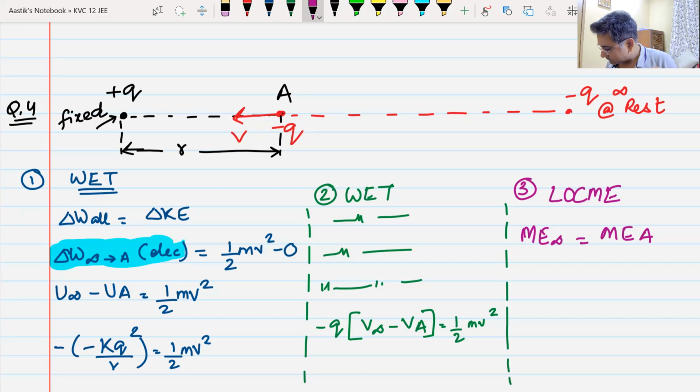What is the total mechanical energy of the system when the system is at infinity? It is zero, because potential energy is zero and kinetic energy is zero. Yes or no? Yes, sir. What is the total mechanical energy of the system when the charge is at a distance r? It has a kinetic energy half m v square, and the system has potential energy minus k q square by r, and I land up with the same answer.